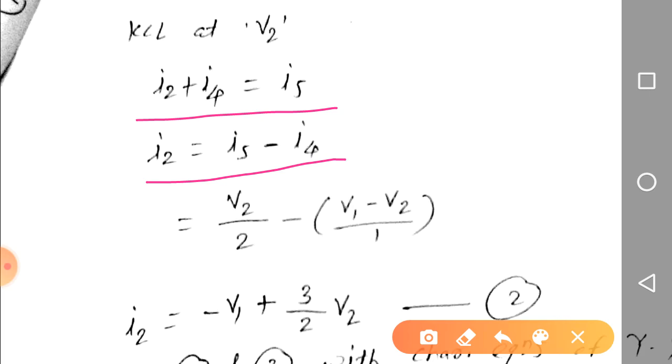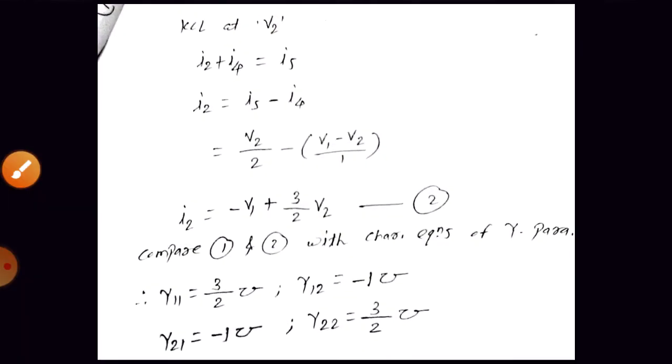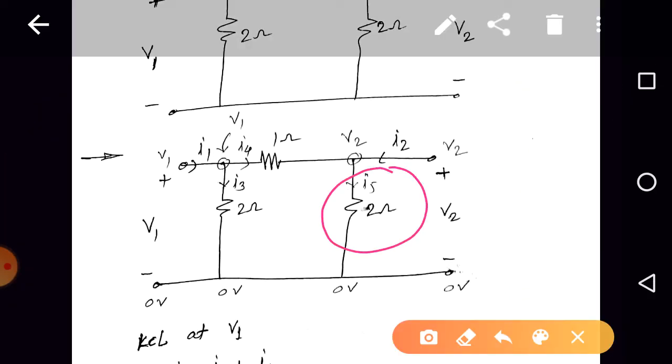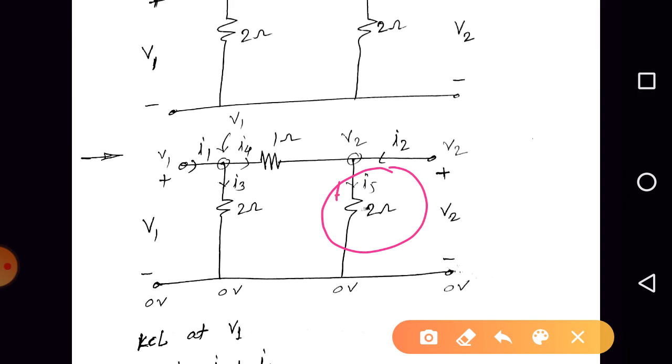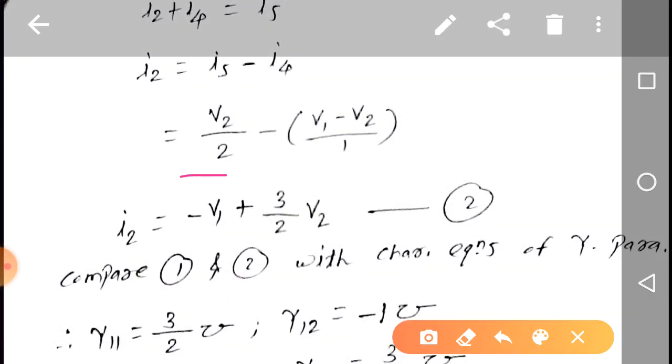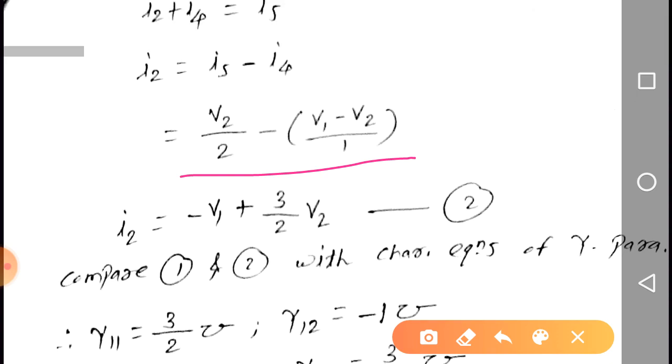Further, can we replace I5 and I4 in terms of voltages? Yes, we already wrote the expression for I4: I4 is (V1 minus V2) by 1. Next, what is the expression for I5? I5 is the current in this branch, in the downward direction, so plus here, minus here. Here it is 0 and here it is V2. So (V2 minus 0) by 2 is equal to I5, that is nothing but V2 by 2. So I2 is equal to this term. After rearranging the terms, we get I2 is equal to minus V1 plus 3 by 2 into V2. Consider it as equation number 2.